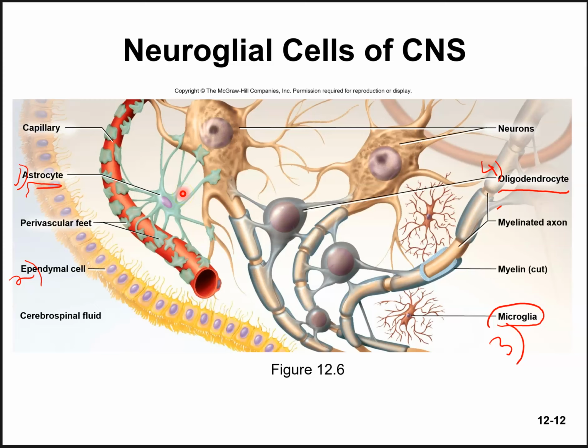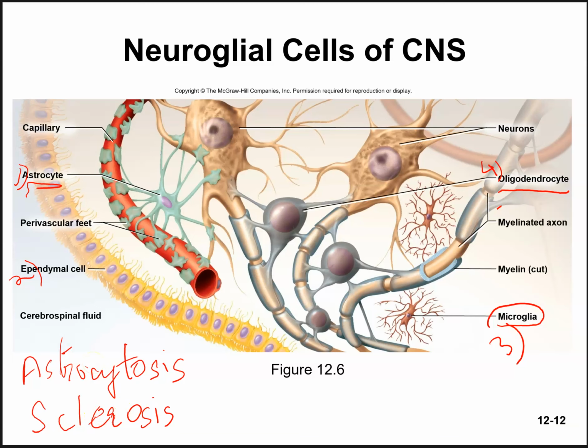They also secrete growth factor for effective communication, and they regulate the composition of the tissue fluid by absorbing excess neurotransmitters and ions. So they help in conduction of efficient nerve impulse. Now when the astrocytes are damaged, it's called astrocytosis or sclerosis. Now astrocytosis forms hardened sacs of scar tissue in the filled space, right? So we call it astrocytosis or sclerosis. Sclerosis is basically the formation of scar tissue.